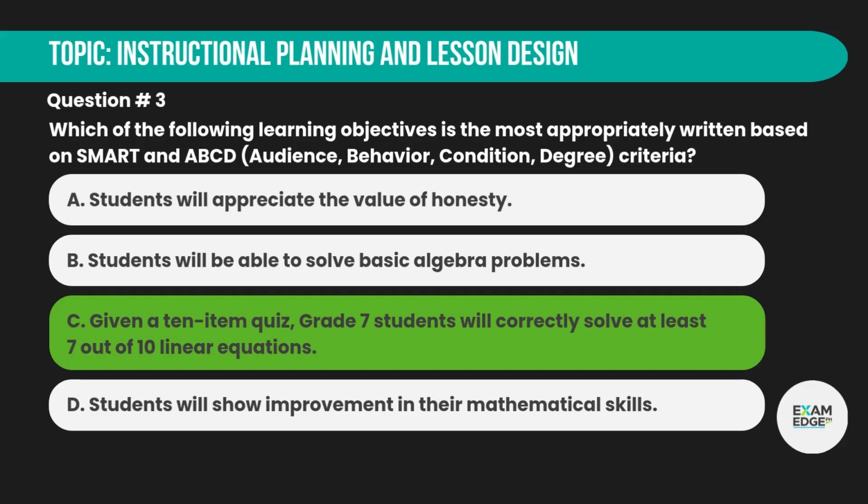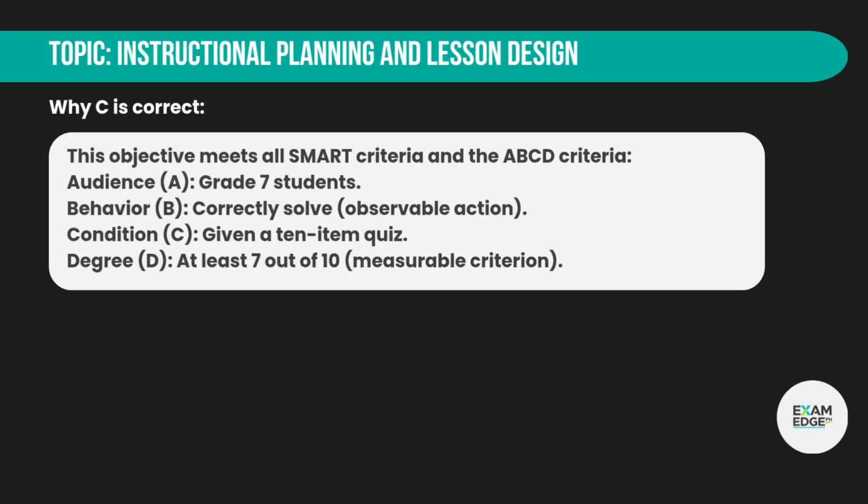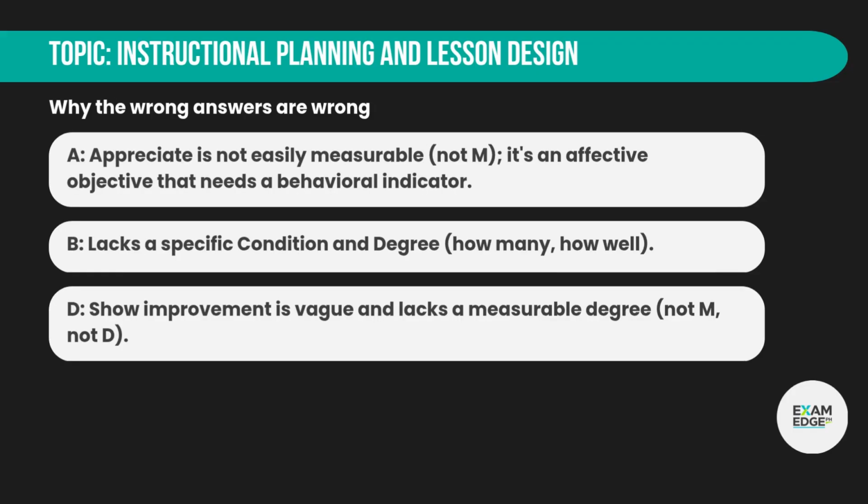Correct answer: C. Given a 10-item quiz, grade 7 students will correctly solve at least 7 out of 10 linear equations. Why C is correct? This objective meets all SMART criteria and the ABCD criteria. Audience: A. Grade 7 students. Behavior: B. Correctly solve, observable action. Condition: C. Given a 10-item quiz. Degree: D. At least 7 out of 10, measurable criterion. Why the wrong answers are wrong?